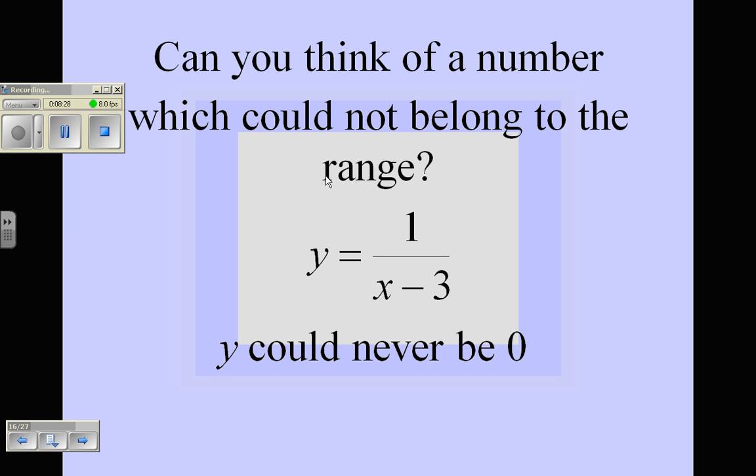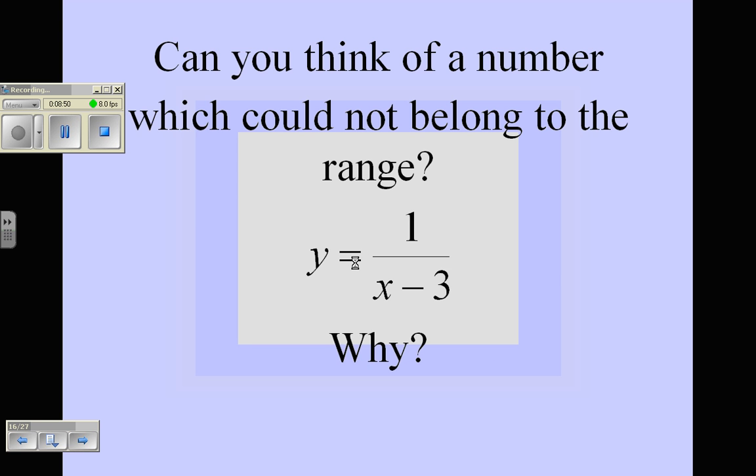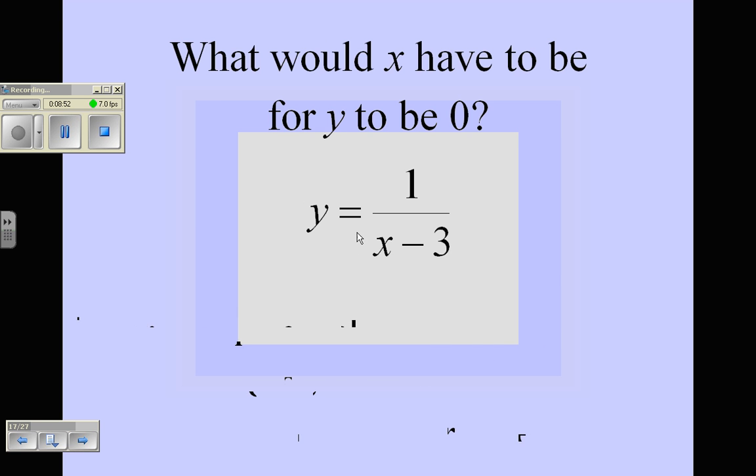Alright, can you think of a number that wouldn't belong to the range? The range is a little bit harder, and the question you have to ask yourself is, can y be 0? Is there any value of x that would make 1 divided by something be 0? And the answer is no. A number divided by something is not going to be 0, unless that's a 0 up top, and it can't be. So y can't be 0.